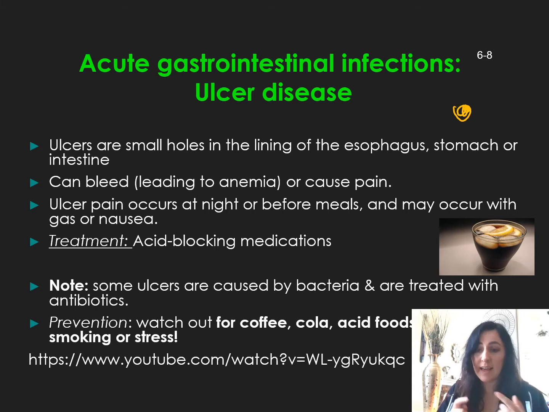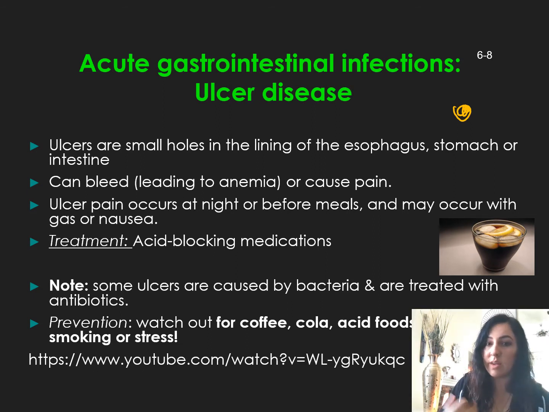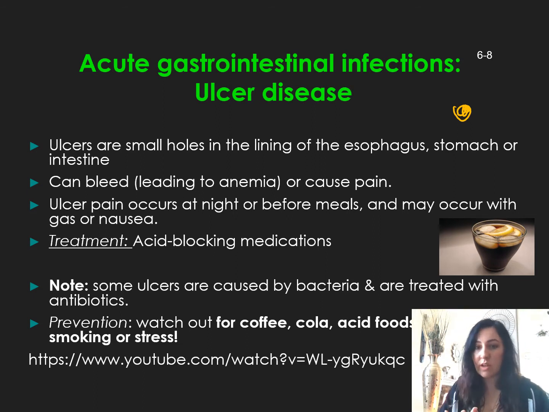Okay, and they can bleed, and that might lead to anemia, which is when you have a reduced amount of iron in your blood, so you can't get as much oxygen to your cells. So if you bleed, you're not getting enough oxygen to your cells, so it can lead to anemia. Ulcer pain occurs usually at night or before meals and may occur with gas or nausea.